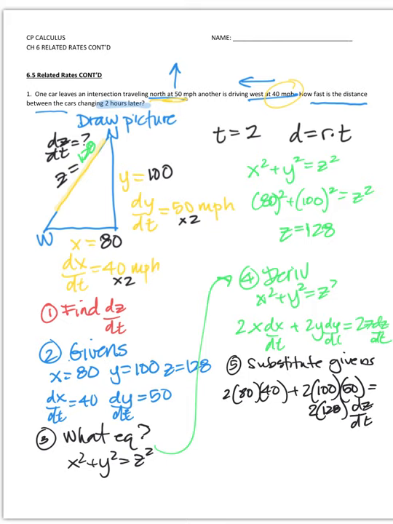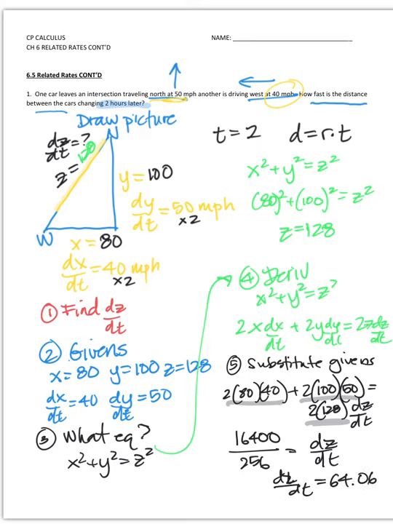This basically comes down to algebra, and I'm not going to show all these steps, but all we are doing is simplifying each of these, and then dividing by the constant in front of the dz/dt. So what we have is 16,400 divided by the constant in front, the 256, is equal to our rate of dz/dt. And when we calculate that, we end up with about 64.06 miles per hour.